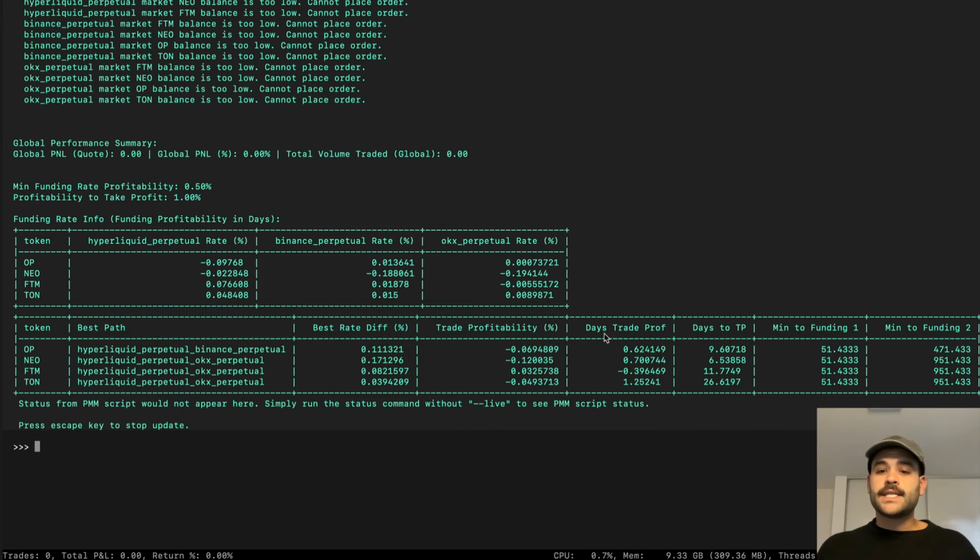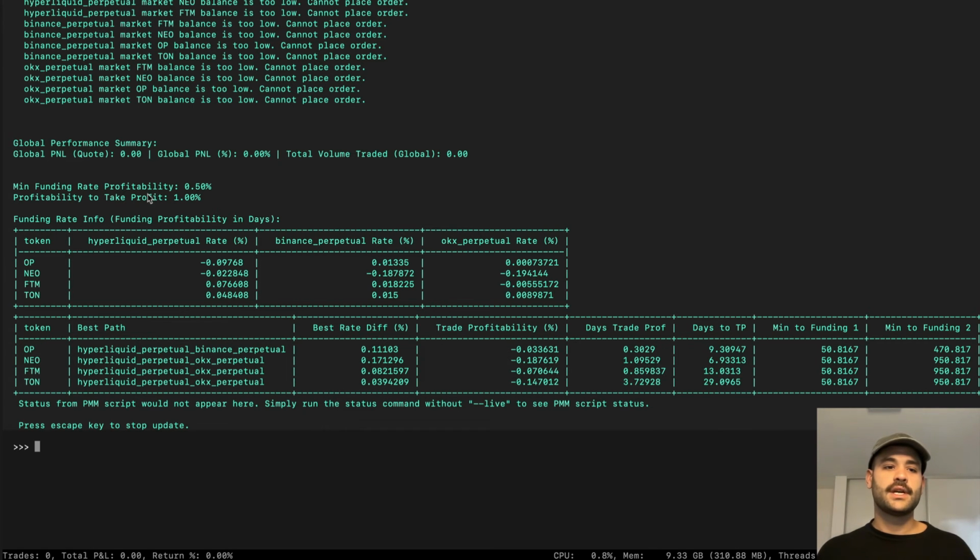Then here we have days to trade profitability. I think this indicator is interesting because it shows how many days you need for the funding rate difference to cover the trade profitability. So here, as you can see, we need about 0.5 days, so less than 1 day, to recover this trade profitability. In this case, where it is positive, you see that this is negative because the trade profitability is currently positive between these two pairs. And then here we have the days to take profit.